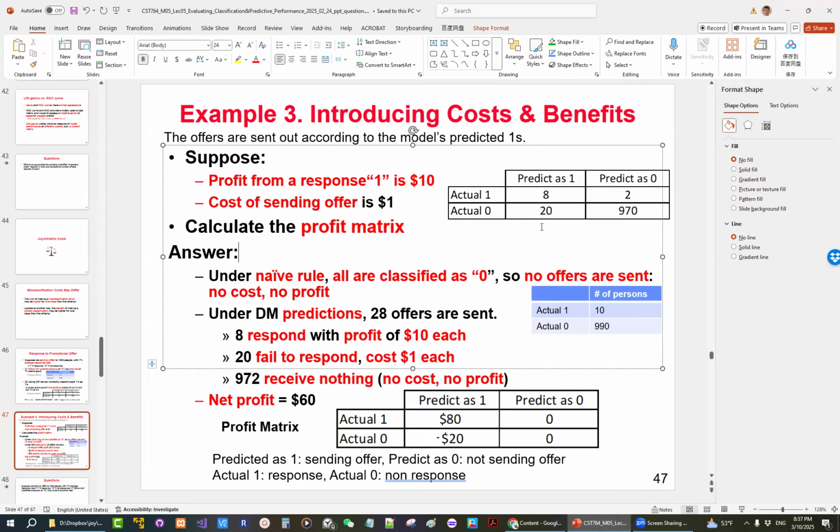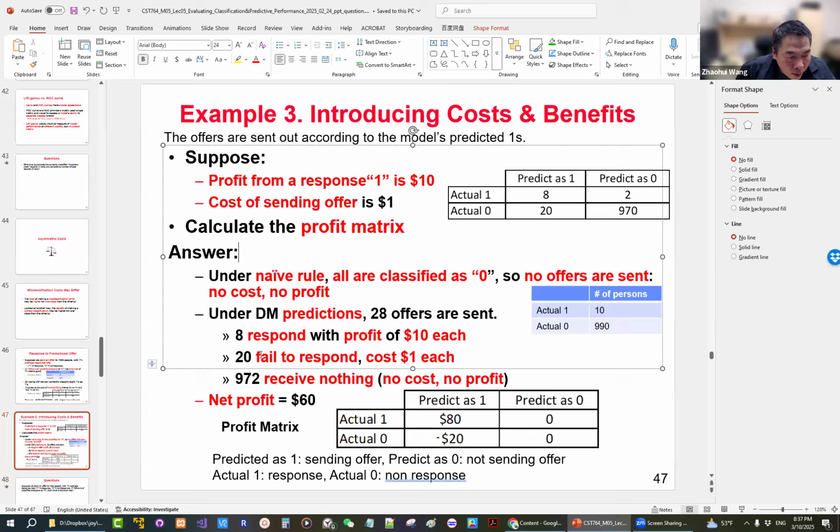Dr. Wang, I have a question. Yes. So if I look at the answer that provides the net profit of 60, I understand the prediction of 1 and the actual of 1 because that's 8 times 10, right? So profit from a response of 1 is $10. Yes, yes. But what I don't understand is why actual of 0 and predicted as 1 is a negative 20.